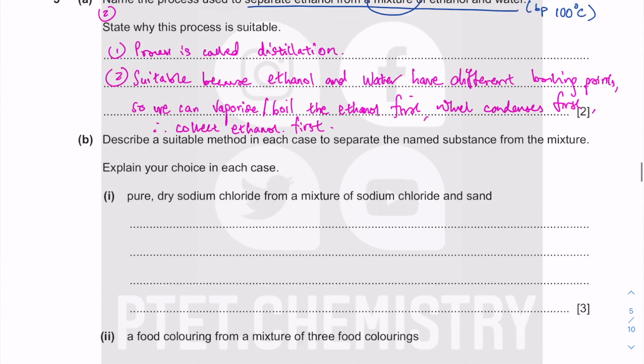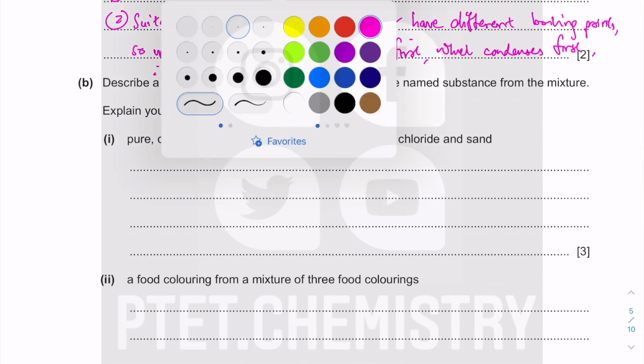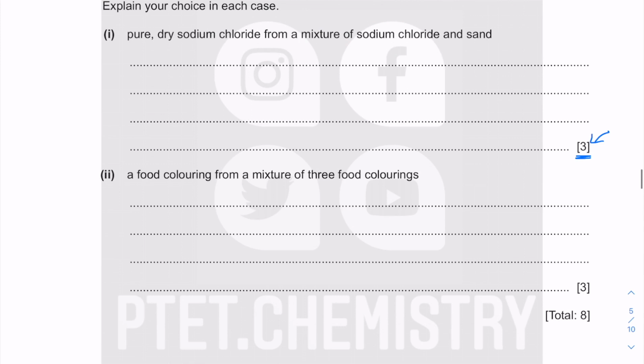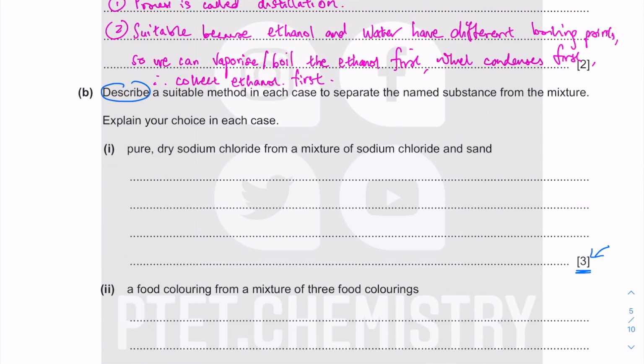Alright, so next question, what do we have? We need to describe, so with a longer wordy type of answer. So this is 3 marks now, and they give you 4 lines. This is also 3 marks and 4 lines. In each case, describe a suitable method to separate the named substance from the mixture.